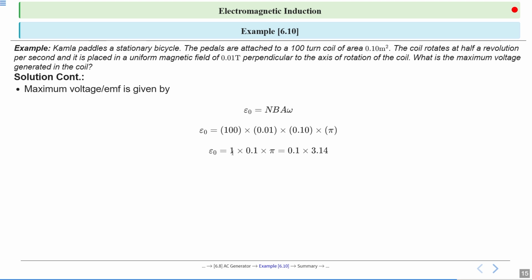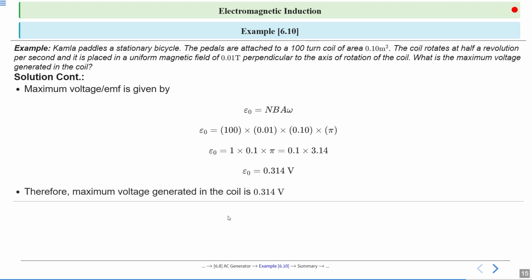So after putting the values, epsilon naught is equal to 1 into 0.1 into pi, equal to 0.1 into 3.14. Epsilon naught is equal to 0.314 volt. Therefore, the maximum voltage generated in the coil is 0.314 volt.